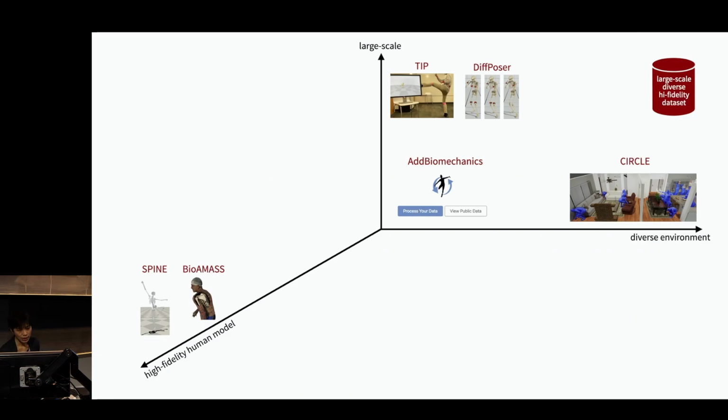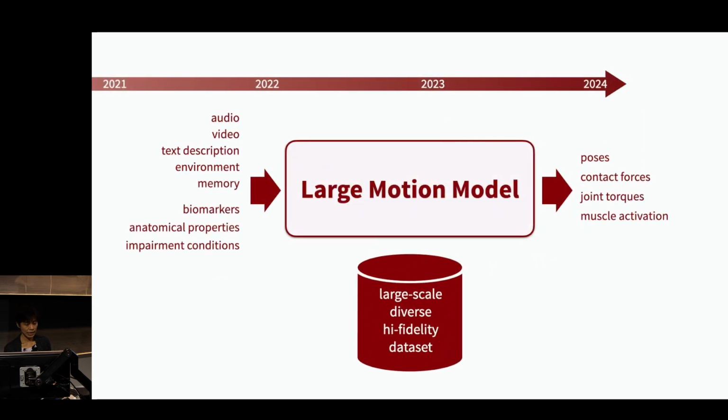Okay, so with a large, diverse, and high-quality human motion data set, is this enough for us to create a ChatGPT for human motion? I wish this were true, but it is not. Let me explain why.